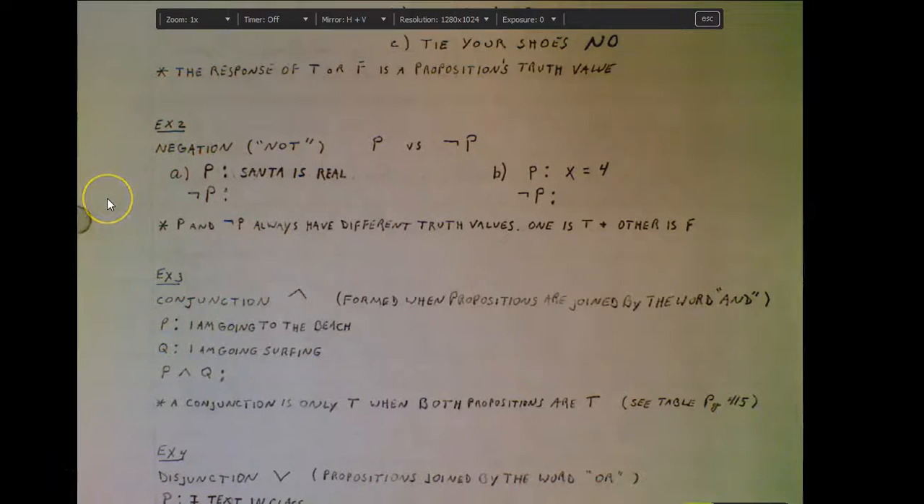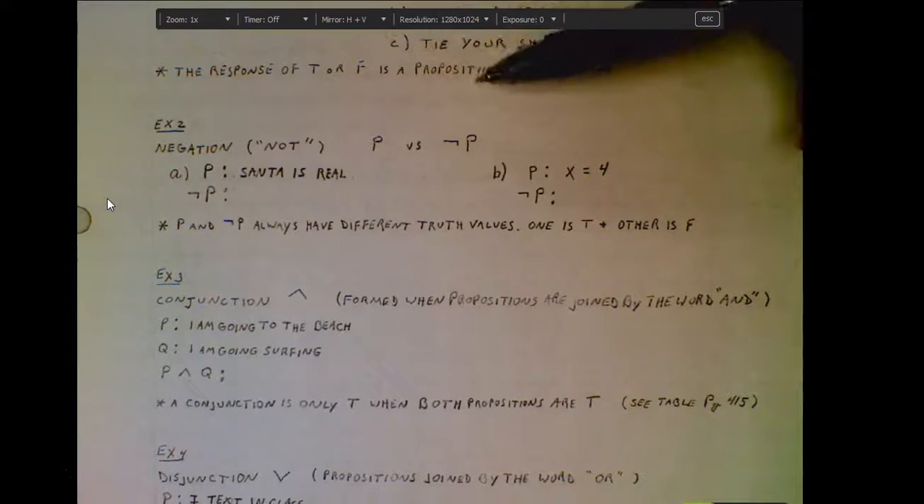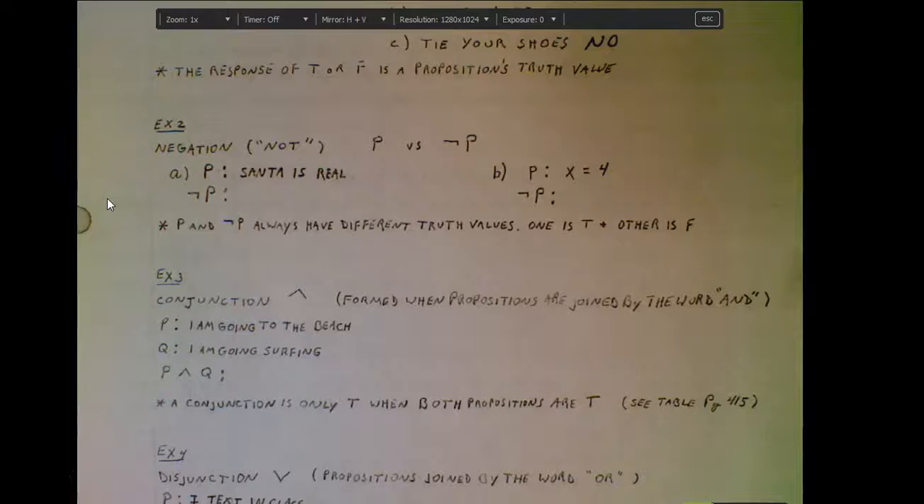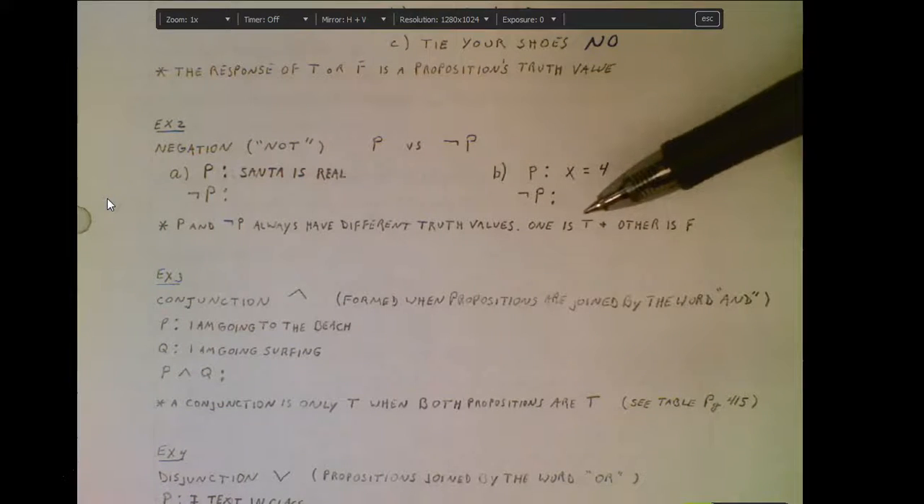We have dealt with something similar to this in chapter 13, and I'll show you the connection towards the end of this video of the connection between chapters 13 and 14. But this is the symbol for this chapter that we use for the word not. We did have a different one last chapter. We'll look at those here in a minute.